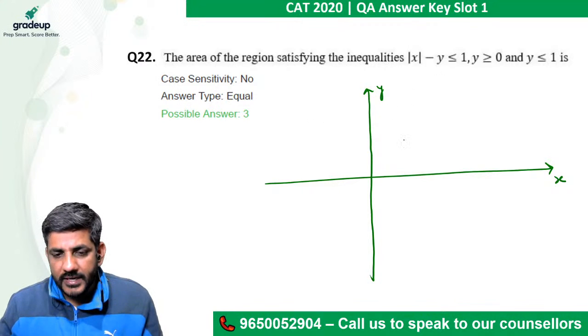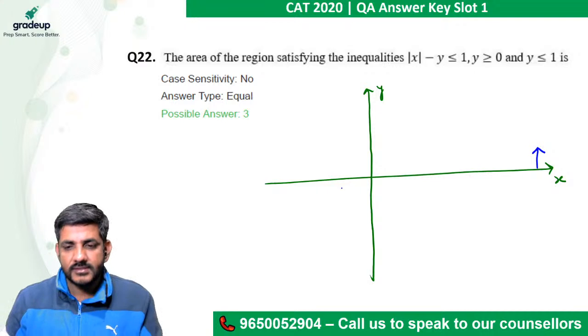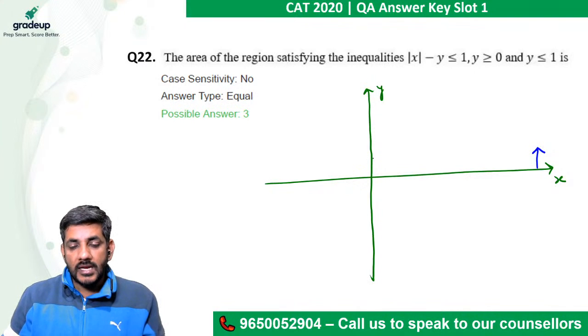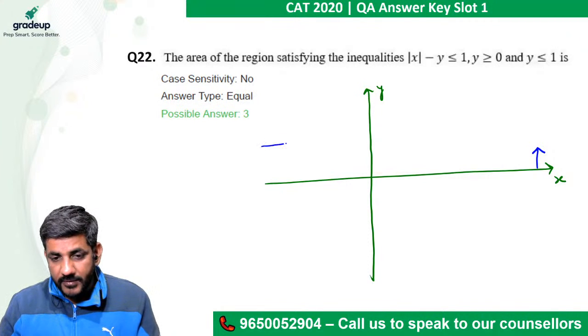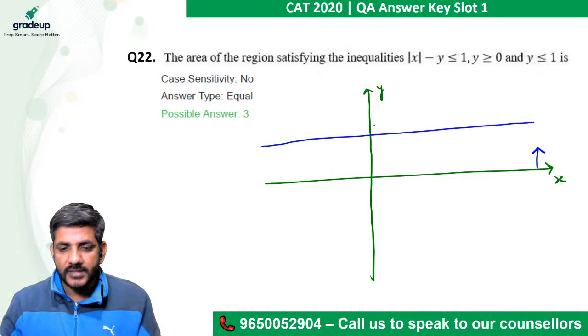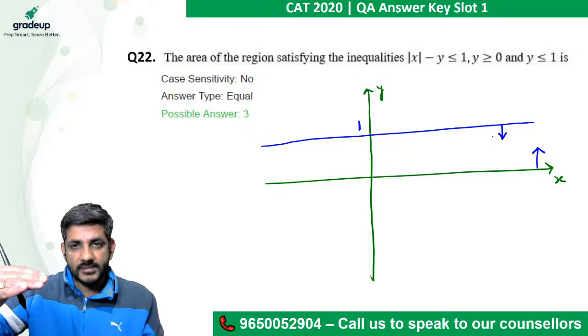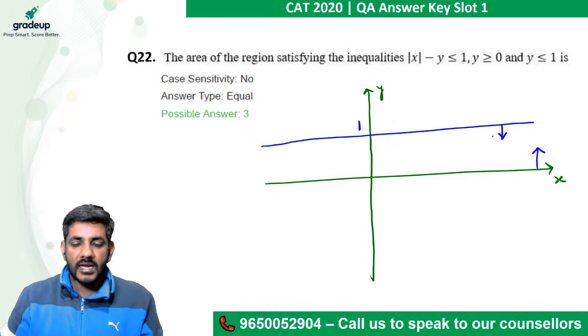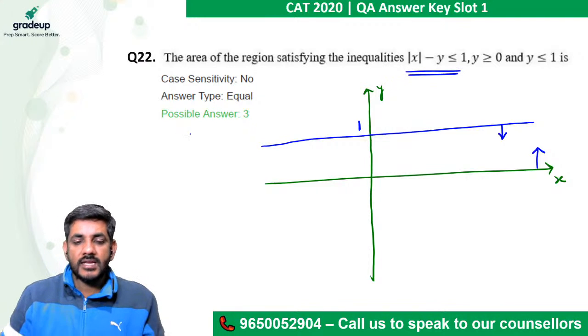So y should be greater than or equal to 0. That means we are talking about the region above the x-axis. Y should be less than or equal to 1. So the line y is equal to 1 will be made like this, passing through y is equal to 1. So y is less than or equal to 1 means below it. So we have to look above the x-axis, but below the line y is equal to 1. And mod x minus y is less than or equal to 1.